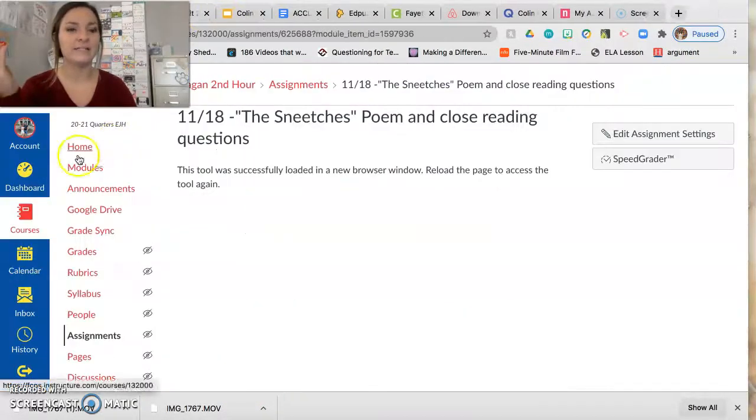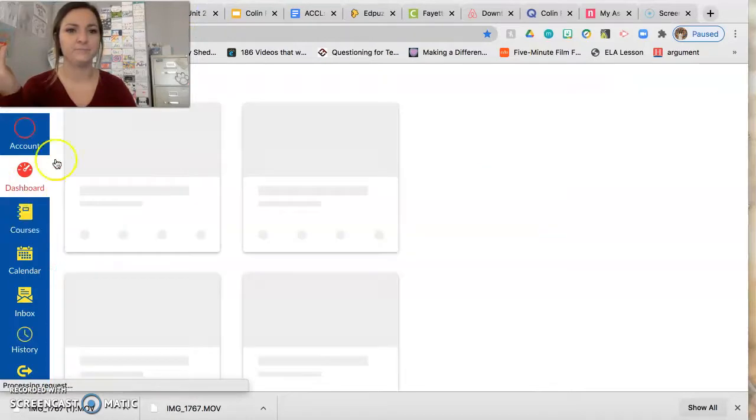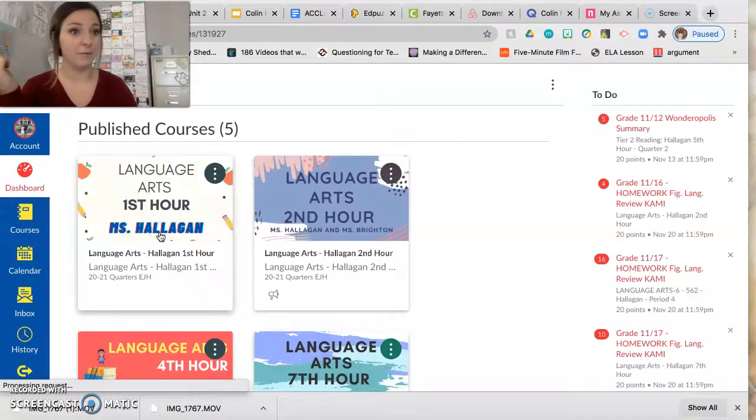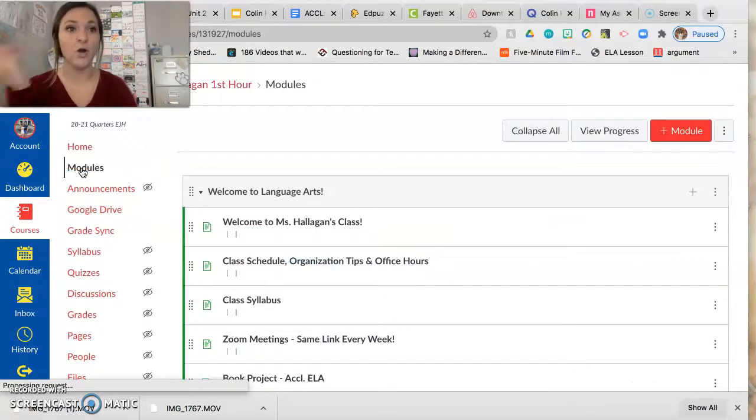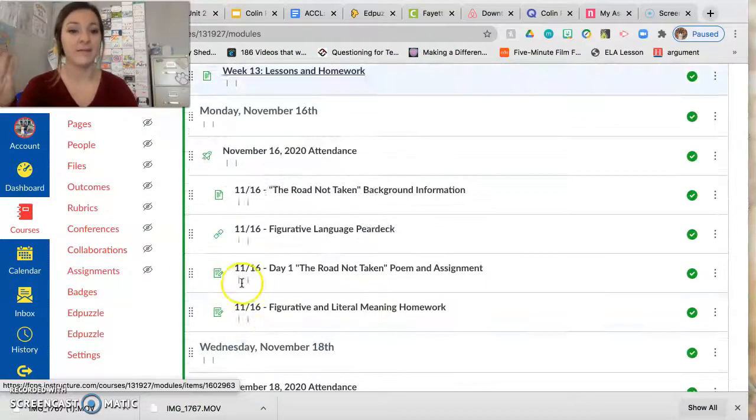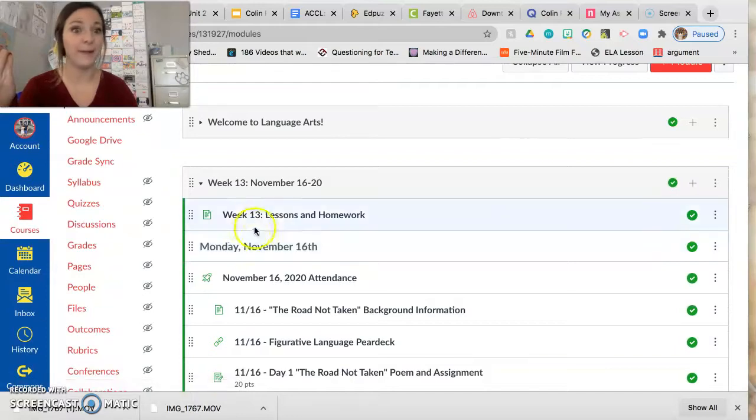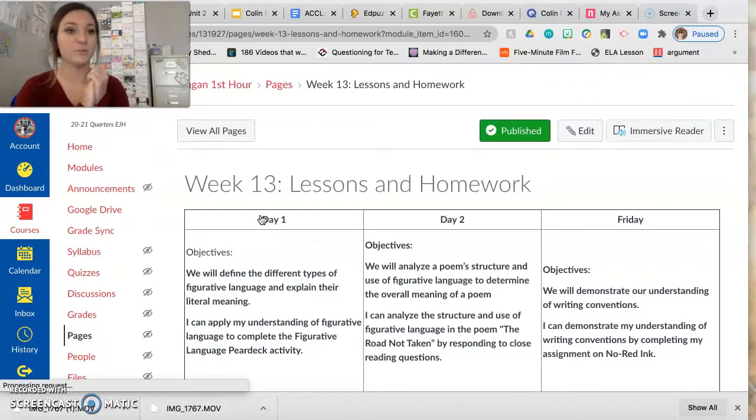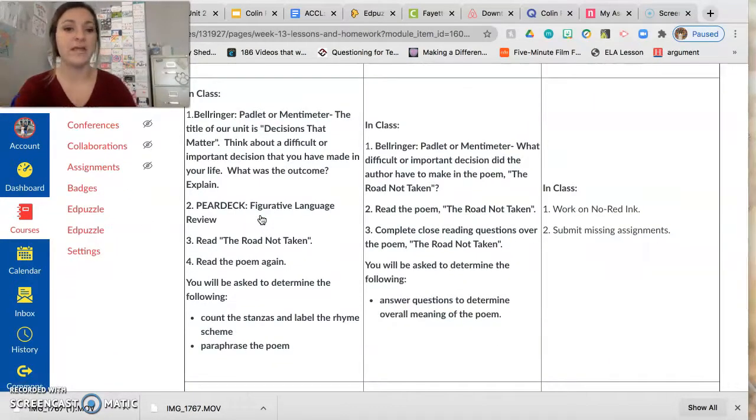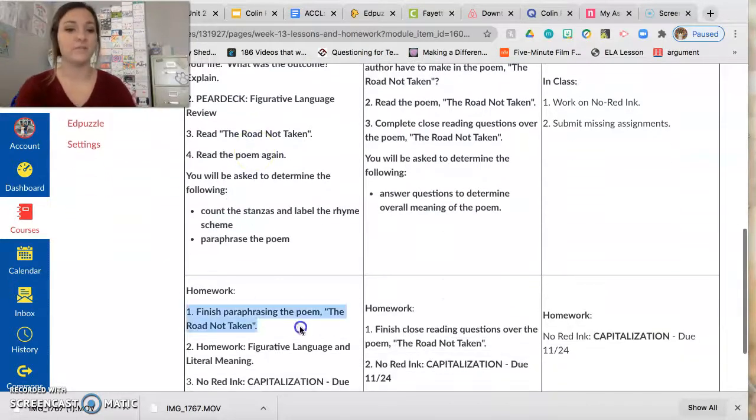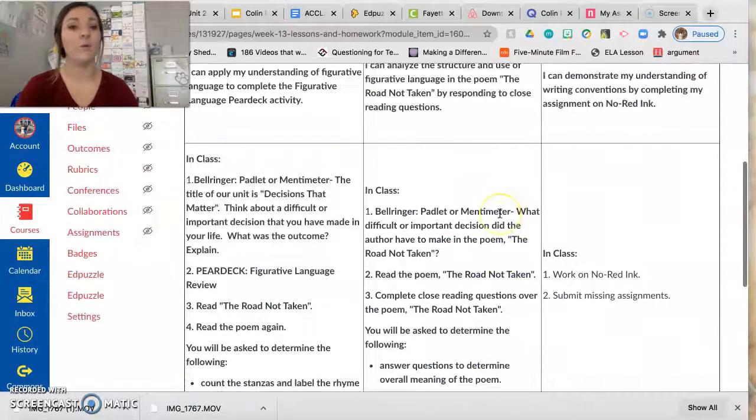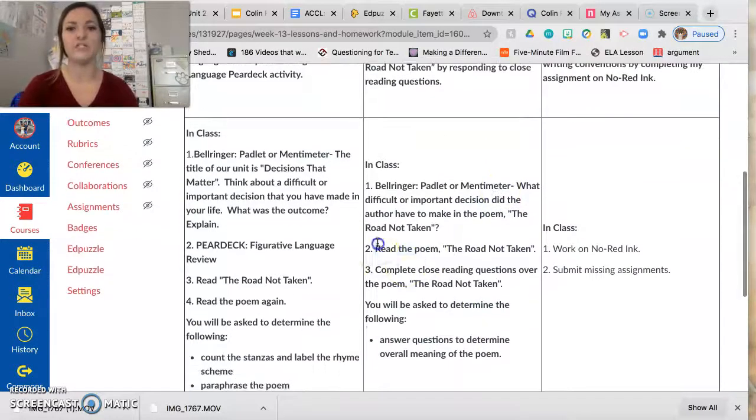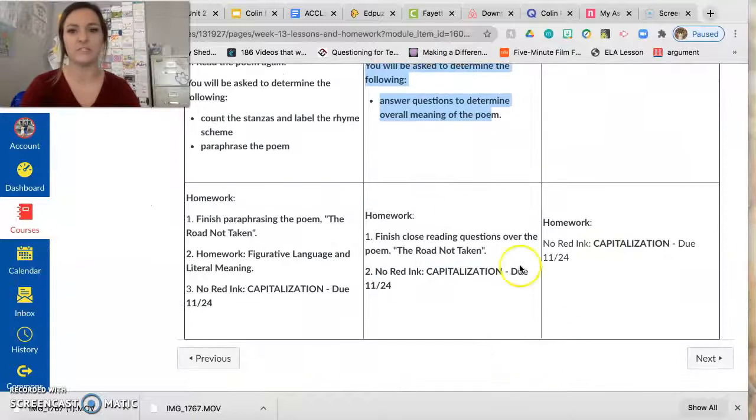For accelerated, it's a little bit different. We are doing a completely different poem for accelerated. The only thing that was probably the same for you all would be the Pear Deck. The Pear Deck was the same. So you were supposed to read The Road Not Taken, which we read. We did that first assignment, which we've already talked about. I'll pull that up. And then on day two, we did the second assignment. So there were 2 assignments this week.